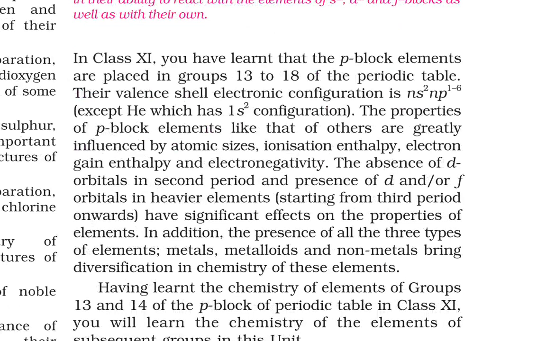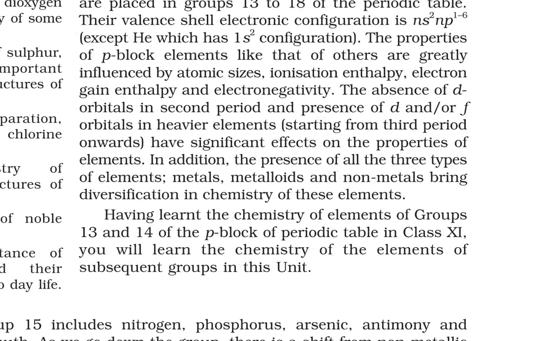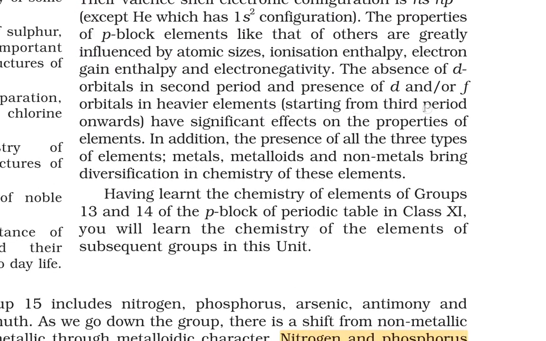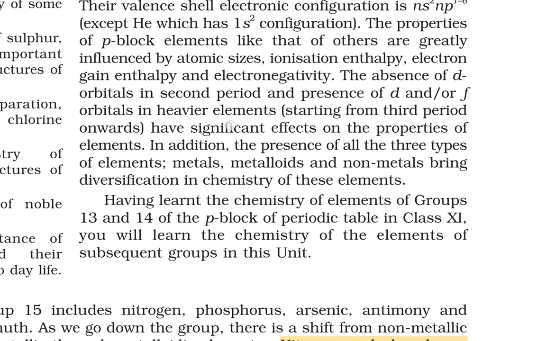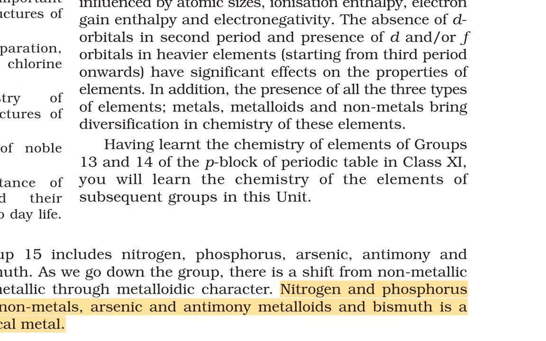In class 11 you have learned that p block elements are placed in groups 13 to 18 of the periodic table. Their valence electronic configuration is ns2 np1 to 6, except helium, which has 1s2 configuration. The properties of p block elements, like that of others, are greatly influenced by atomic sizes, ionization enthalpy, electron gain enthalpy and electronegativity. The absence of d orbitals in the second period and the presence of d and or f orbitals in the heavier elements starting from the third period onwards have significant effect on the properties of elements.